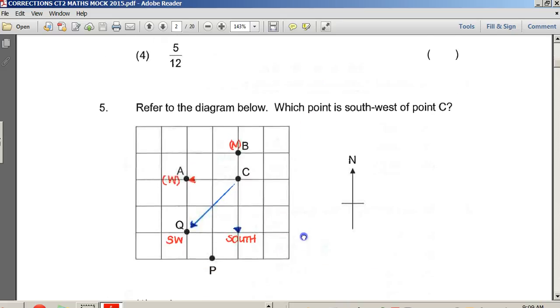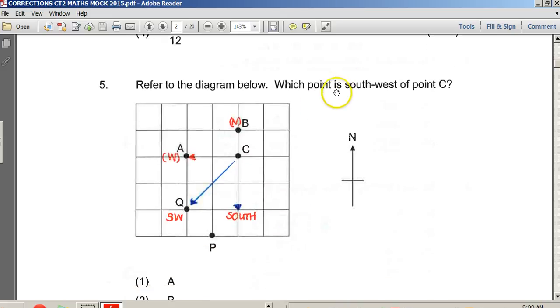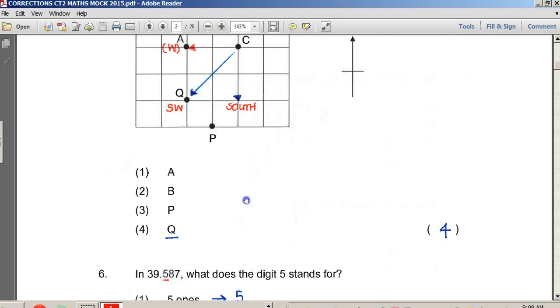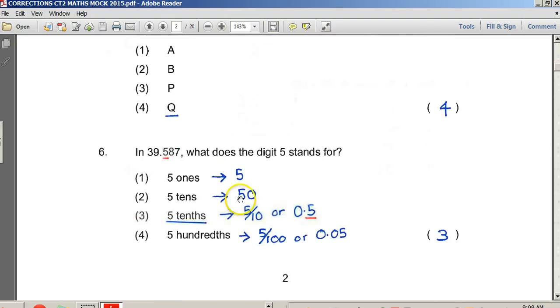For point C, which point is southwest of point C? This is C, B is north, A is west of C, therefore Q is southwest. Southwest means between south and west. This is southwest, right? Therefore Q is southwest of C. Let's carry on.